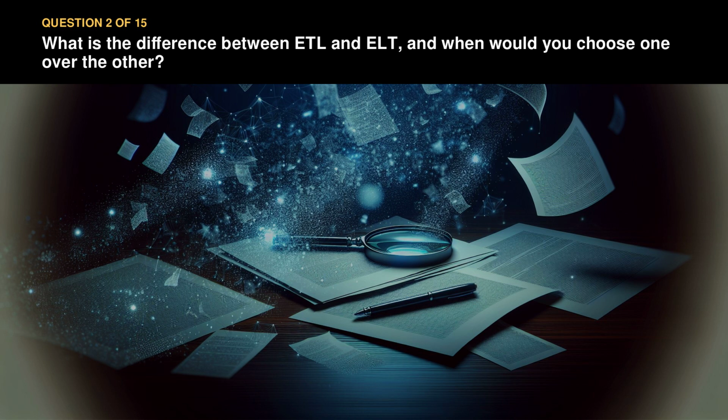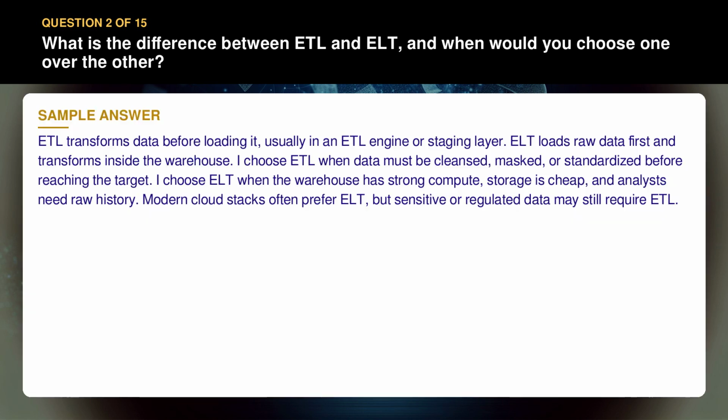Question 2. What is the difference between ETL and ELT, and when would you choose one over the other? ETL transforms data before loading it, usually in an ETL engine or staging layer. ELT loads raw data first and transforms inside the warehouse. I choose ETL when data must be cleansed, masked, or standardized before reaching the target. I choose ELT when the warehouse has strong compute, storage is cheap, and analysts need raw history. Modern cloud stacks often prefer ELT, but sensitive or regulated data may still require ETL.